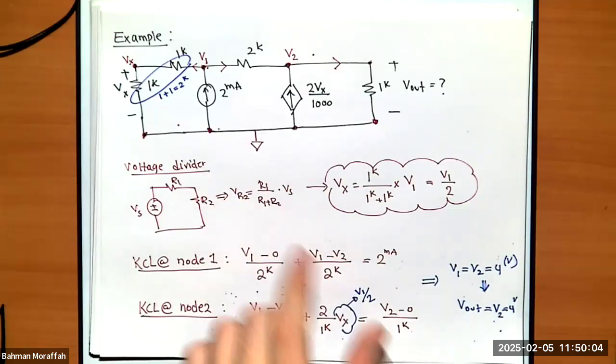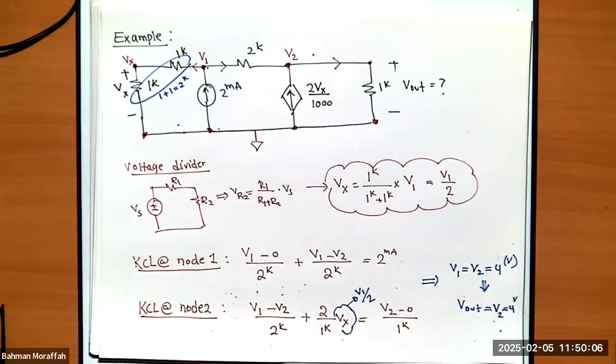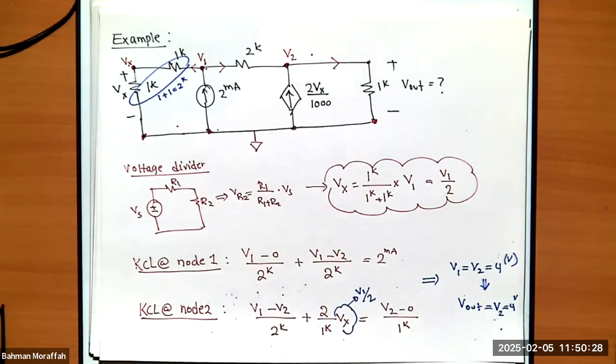Right? So that's basically how I wrote Vx in terms of my node voltages. Is that clear to everybody? Yes? No? All right. So let's move on and do one more example.